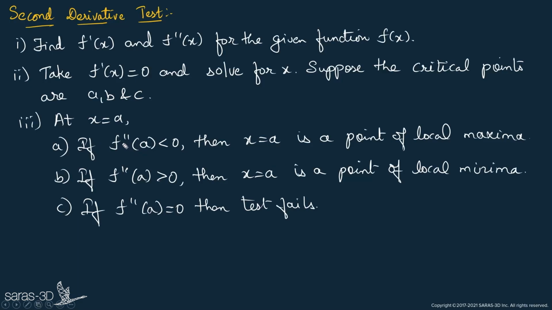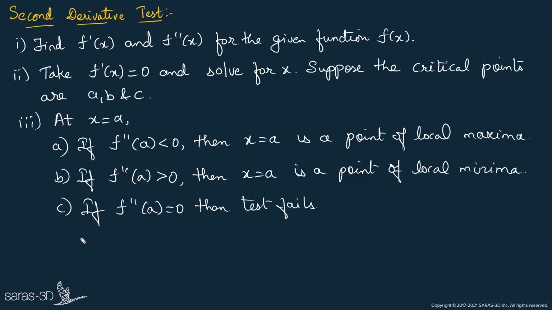Now if the value of f double prime of a is less than 0, then x is equal to a is a point of local maxima. Or if f double prime of a is greater than 0, then x is equal to a is a point of local minima. And if f double prime of a is equal to 0, then the test fails. So what are we supposed to do? Then we have to go back to the first derivative test, where we were finding if this point a is a point of local maxima, local minima, or a point of inflection.